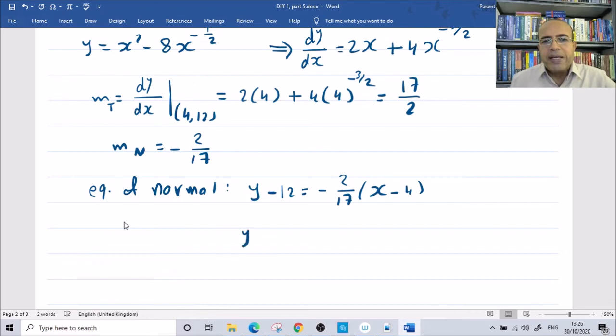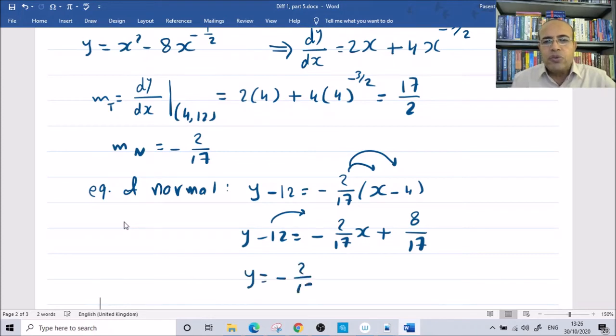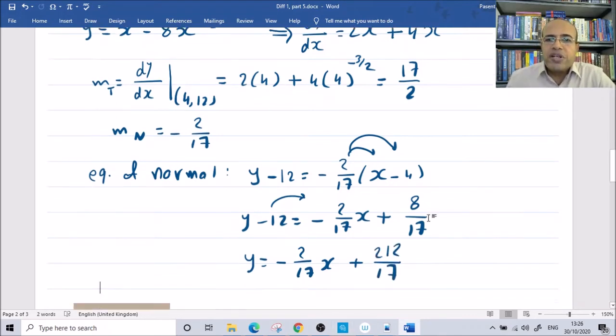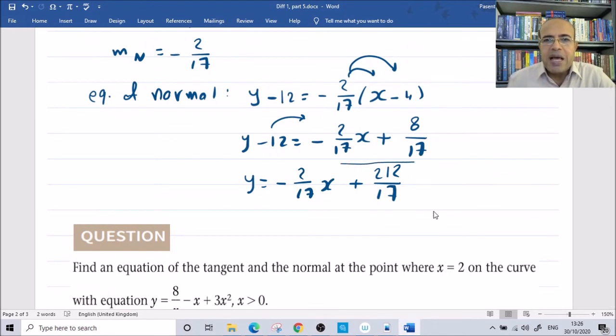So y minus 12 equals, distribute negative 2 over 17 over the bracket. So it's negative 2 over 17x, negative times the negative, positive 8 over 17. Shift negative 12 to the other side. So y equals negative 2 over 17x plus 8 over 17 plus 12. By using the calculator, the answer is 212 over 17. So this is the equation of normal.